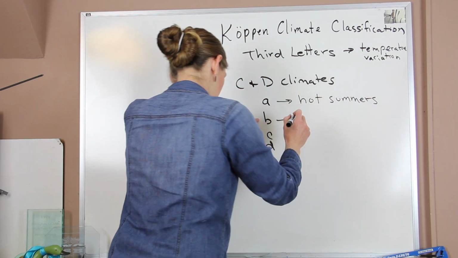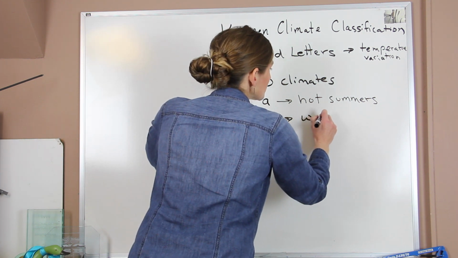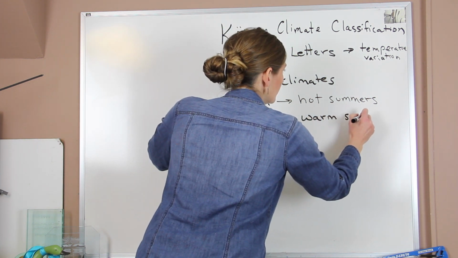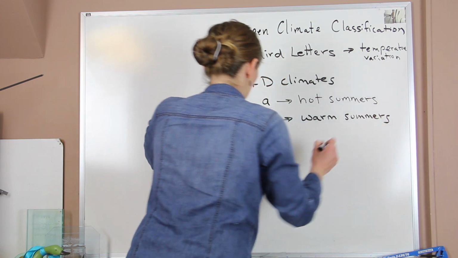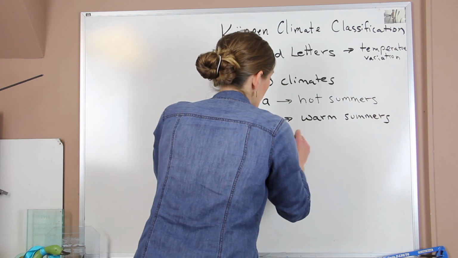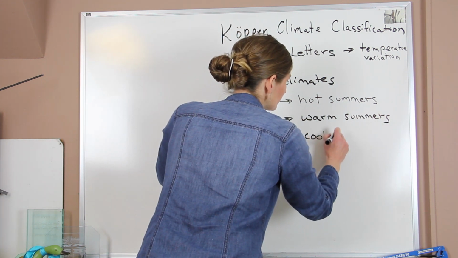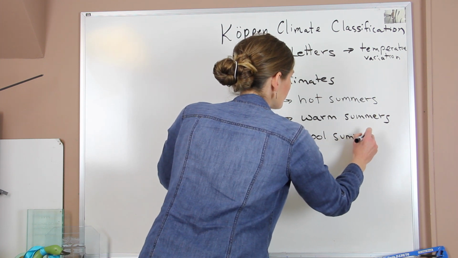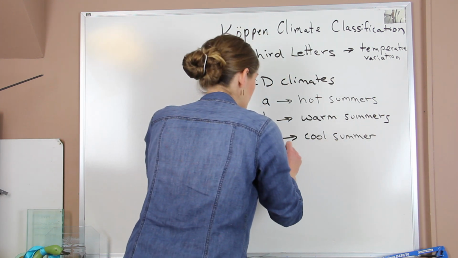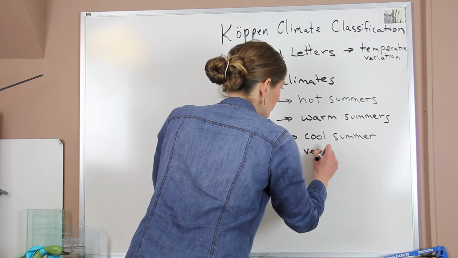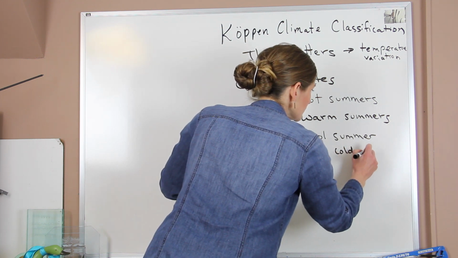B is going to be for places that have warm summers. A C is going to tell you that it has a cool summer. And D is going to be a place that has very cold winters.